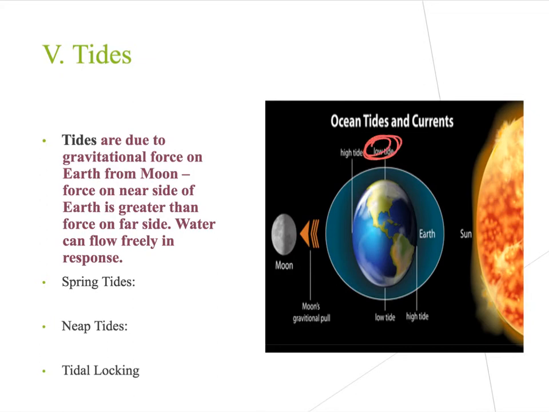Neap tides, also known as no tide, happen when the moon is in this position. So your quarter moons. So here and here. So here the gravitational effects of the moon and the sun cancel out. So when it's a quarter moon or a quarter moon, you have the cancellation of their gravitational effects. So you have the low tides.